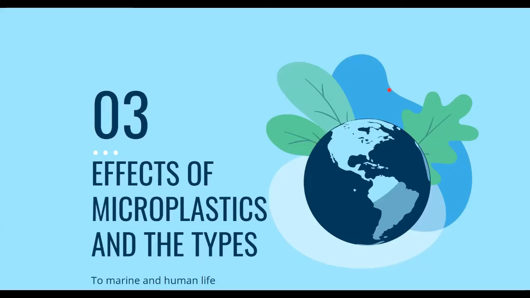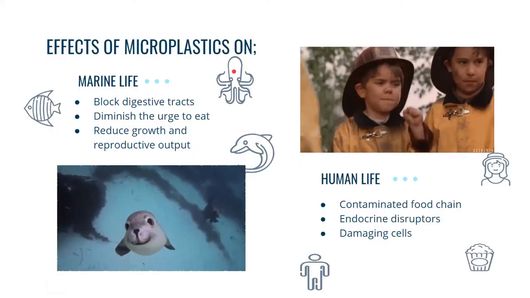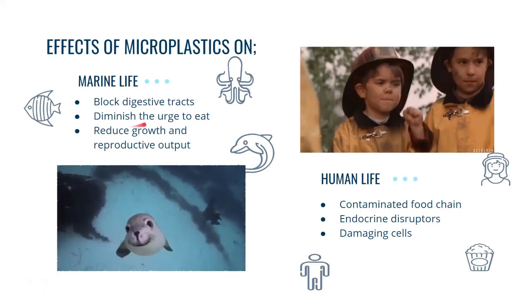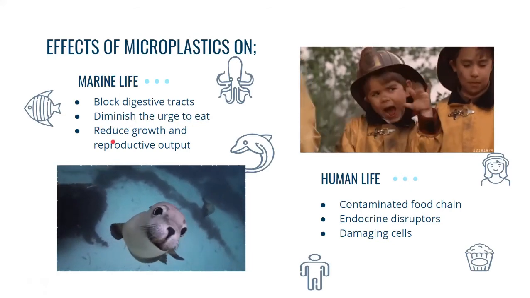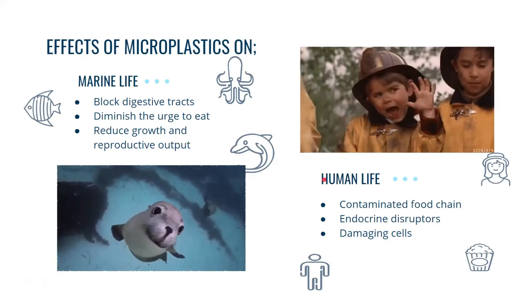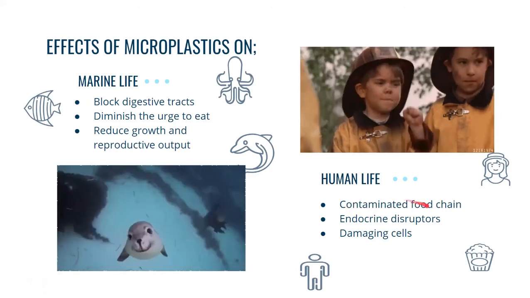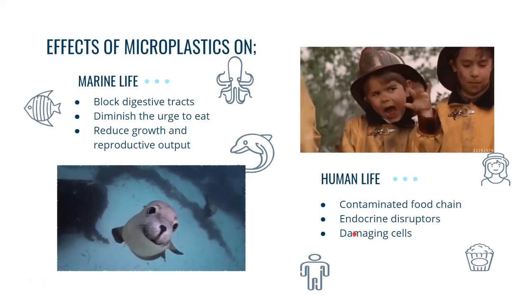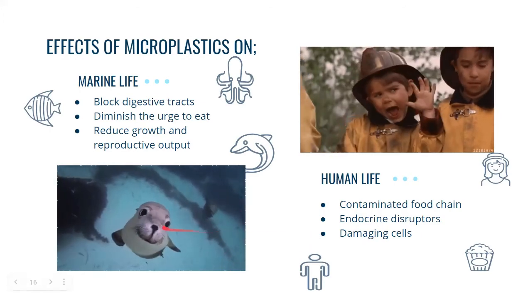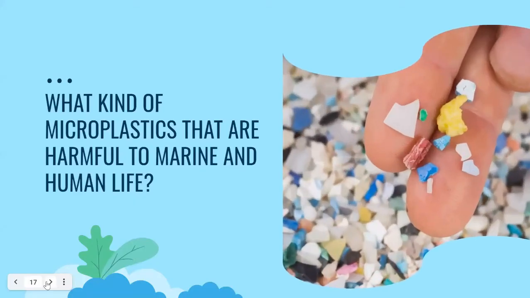Now, the effects of microplastics on marine and human life. Firstly, the effects on marine life. It can block the digestive tracts of the animals, diminish the urge to eat, and reduce the growth and reproductive output of the marine life. As for human life, we consume a contaminated food chain, and microplastics are endocrine disruptors, and they will damage our cells.